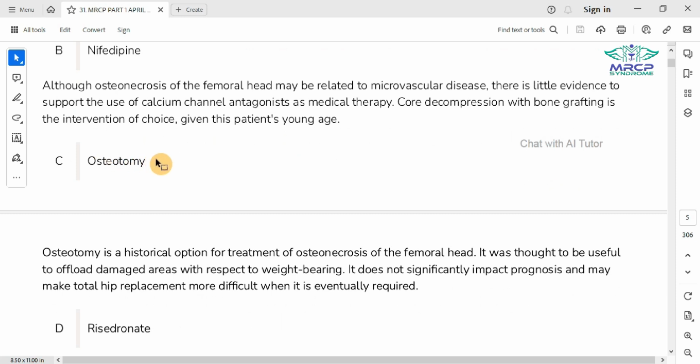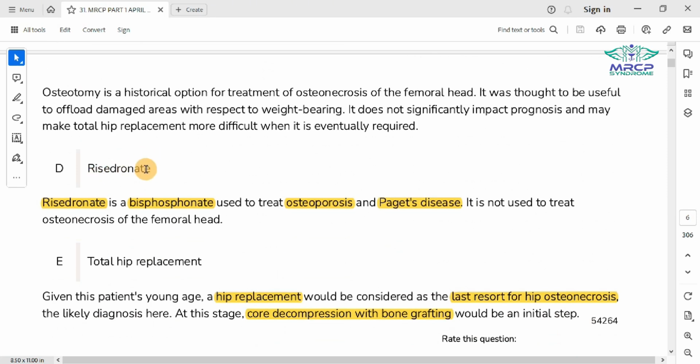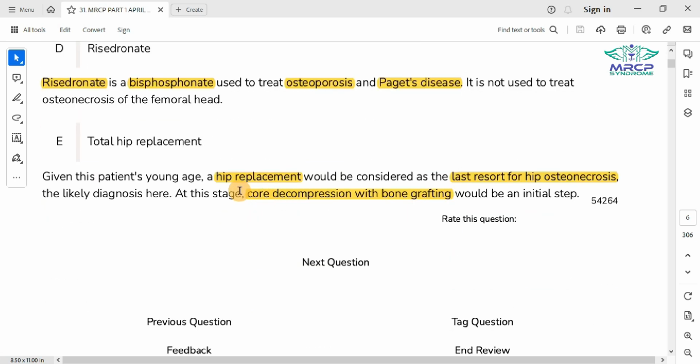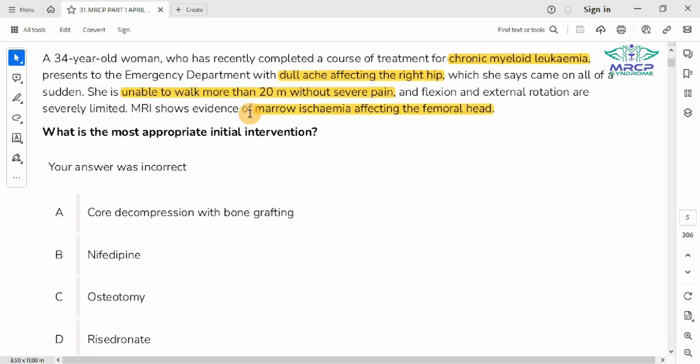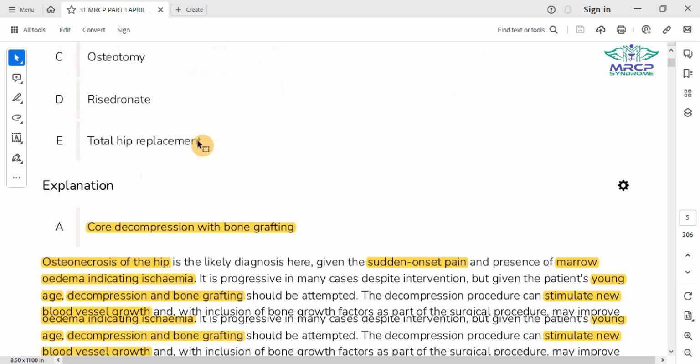And osteotomy, this was the older treatment. This is no longer recommended. Risedronate is a bisphosphonate used for osteoporosis and Paget's disease of the bone. And hip replacement is the last resort of treatment if the patient fails core decompression with bone grafting. And in our recall, the patient was a young patient. The patient came with 6 months of chemotherapy and hip pain. And instead of the intervention, they asked what the diagnosis was, and the diagnosis was avascular necrosis.